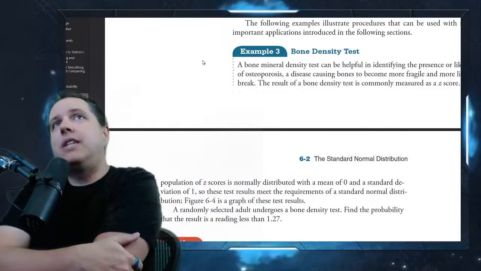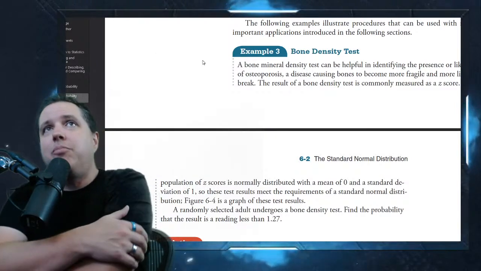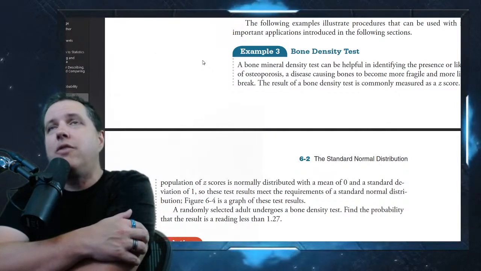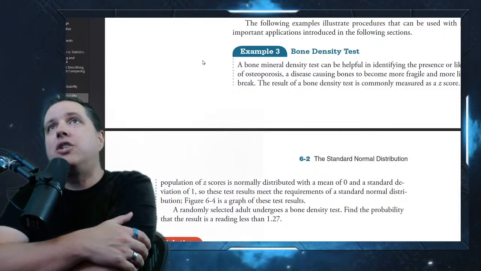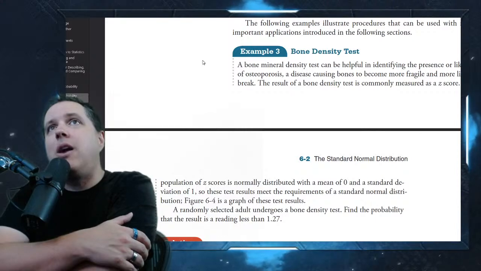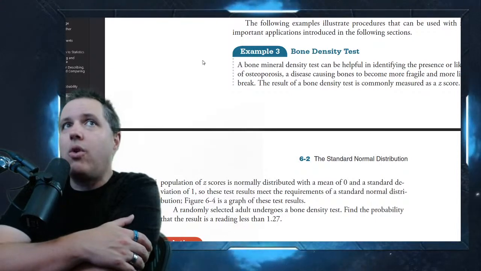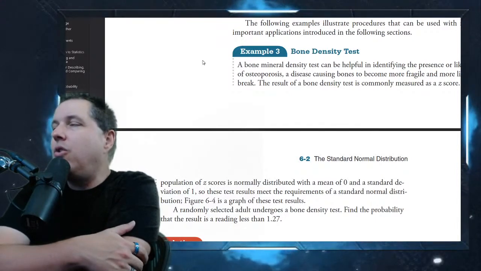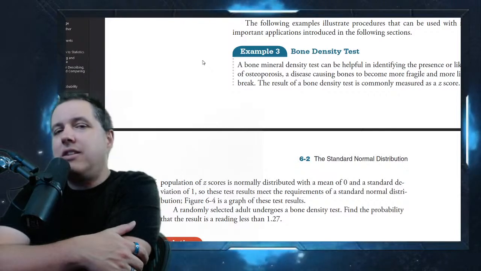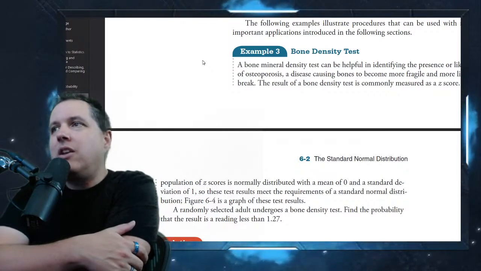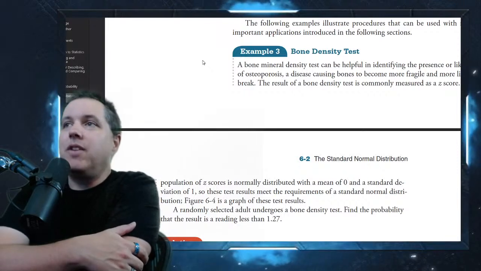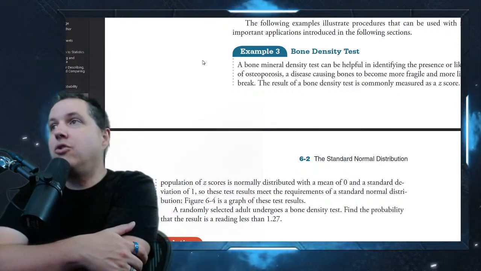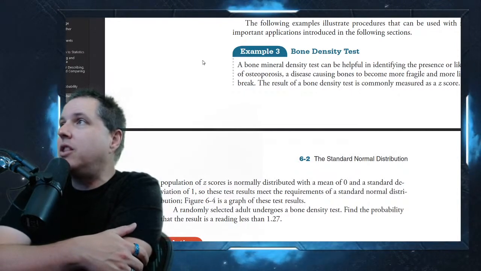A bone mineral density test can be helpful in identifying the presence or likelihood of osteoporosis, a disease causing bones to become more fragile and more likely to break. The result of a bone density test is commonly measured as a z-score. Sometimes you might get a test done for medical reasons, and a lot of times they're measuring a specific thing, like literally measuring the amount of cholesterol in the bloodstream.